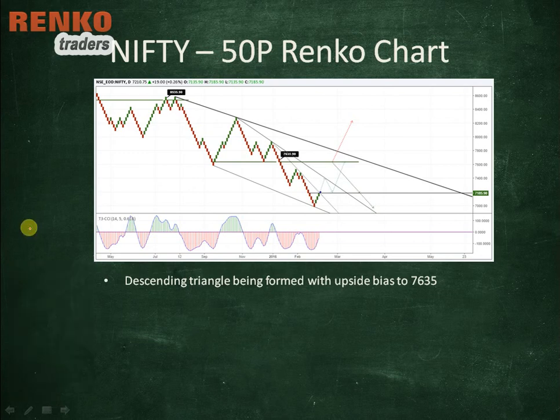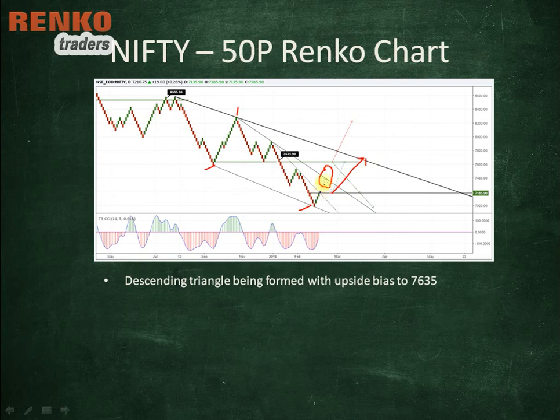So here we take a look at the 50 point Renko chart for NIFTY. You notice a descending triangle being formed, with point 1, 2, 3, and we expect point 4 to be formed somewhere near the 7400 region before we can expect another pullback and then an eventual rally. Note that this is the longer term trend line, and this could potentially act as a resistance in the downturn.